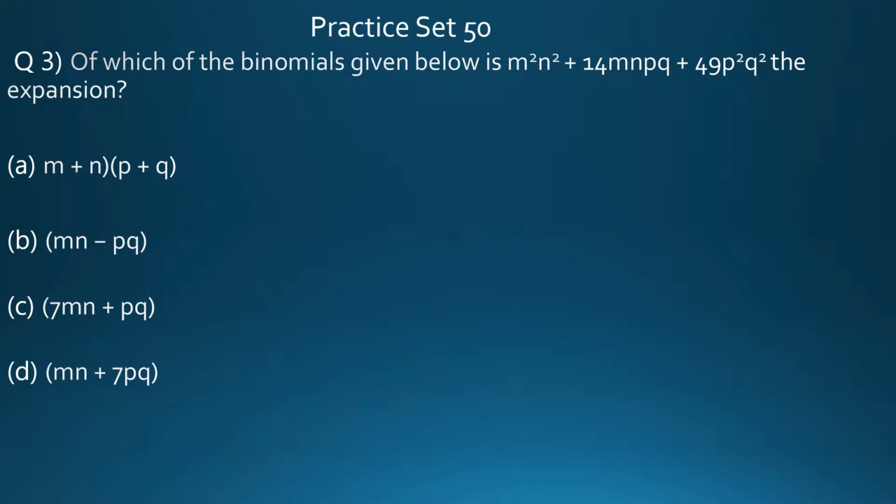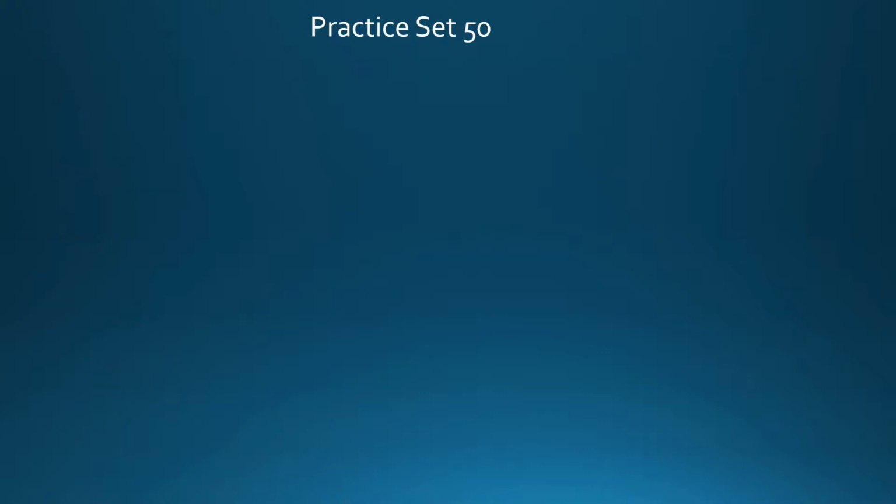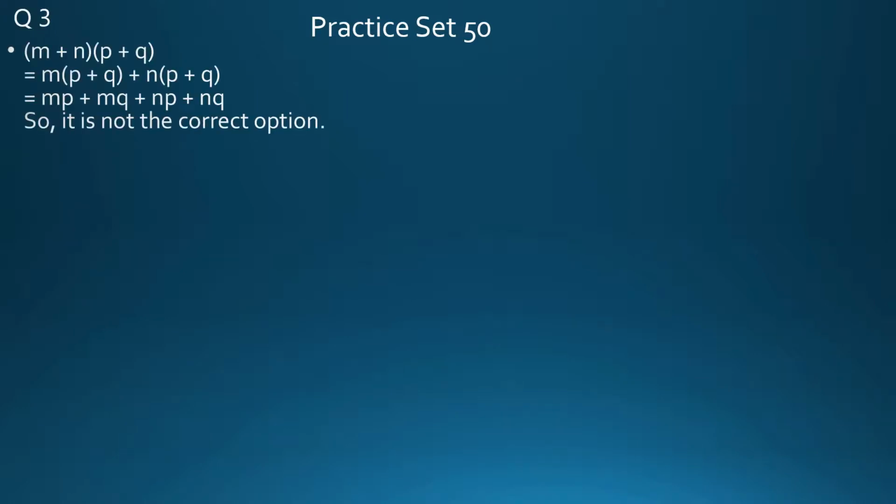Solution. Let us solve all the options to get the answer. So when we expand all the options, we will get the correct answer. First option was m plus n multiplied by p plus q. So when we solve it, we are going to get m into p plus q plus n into p plus q, which is equal to mp plus mq plus np plus nq. So it is not the correct option.